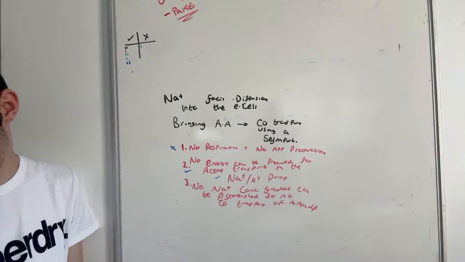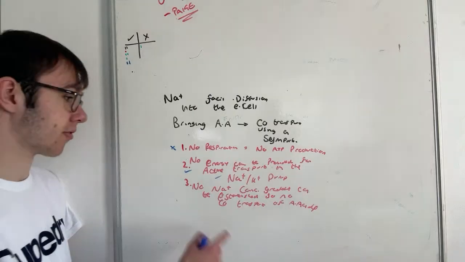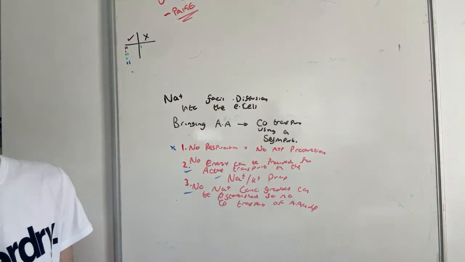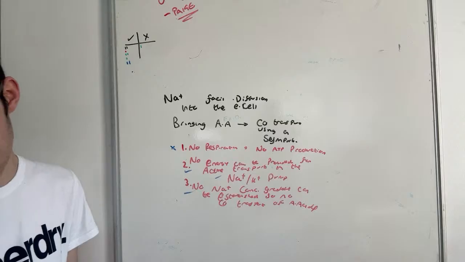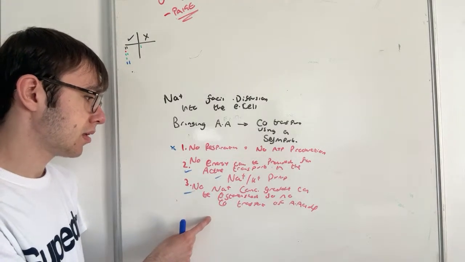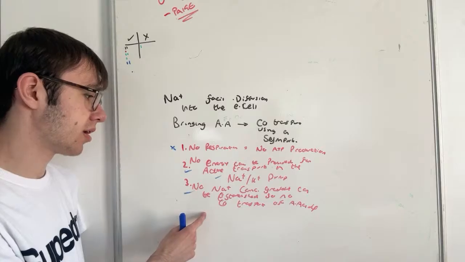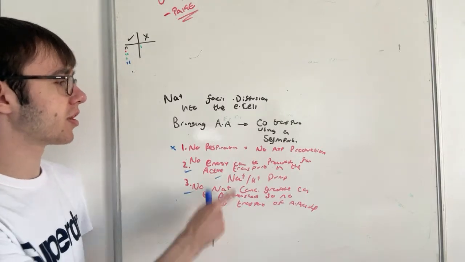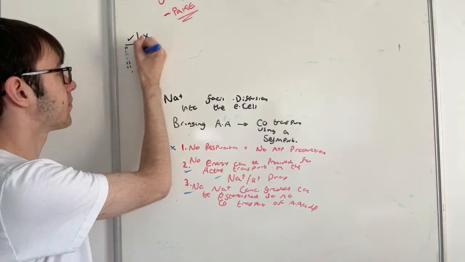Concentration of sodium inside the cell no longer less. No concentration gradient. No Na+ concentration gradient. No diffusion of Na+ ions into the cell. No amino acid absorption, as this requires the diffusion of Na+ ions. No sodium concentration gradient could be established, so no co-transport of amino acids. I should have gone into that a bit more in depth.